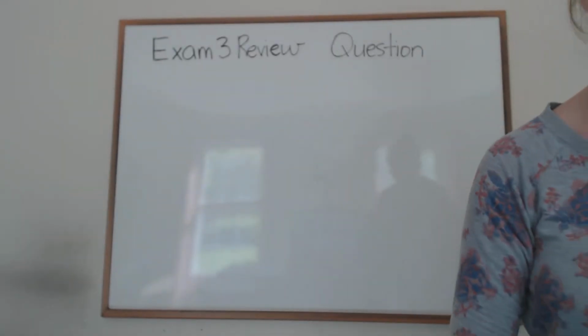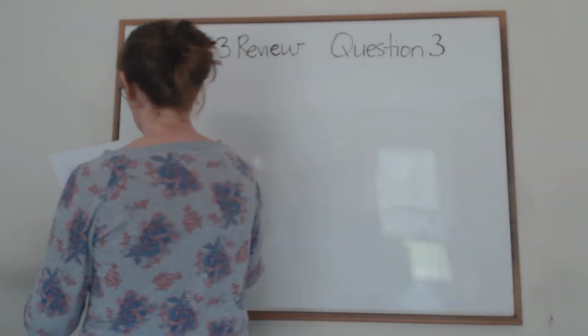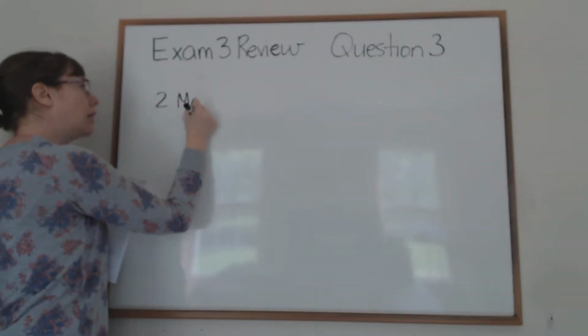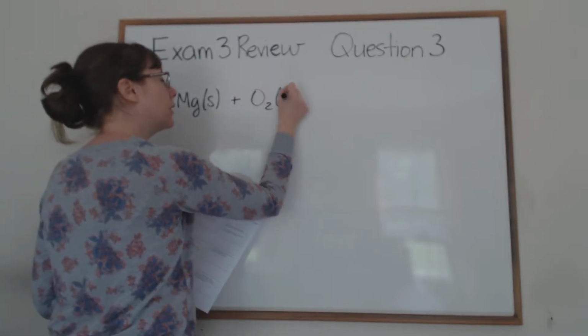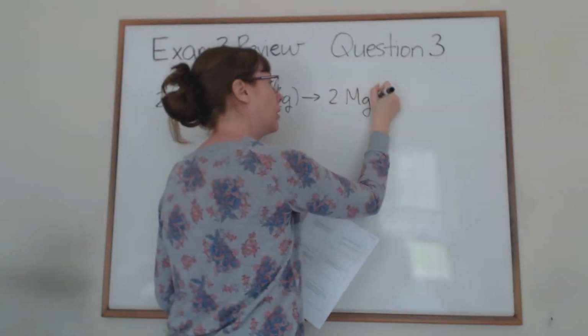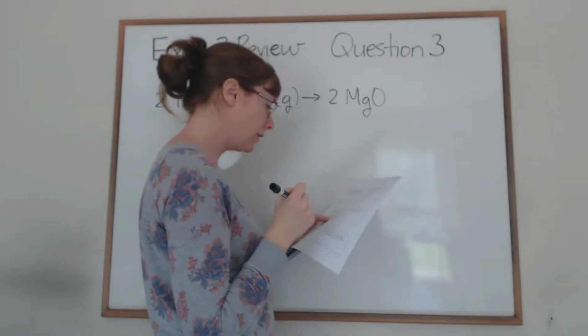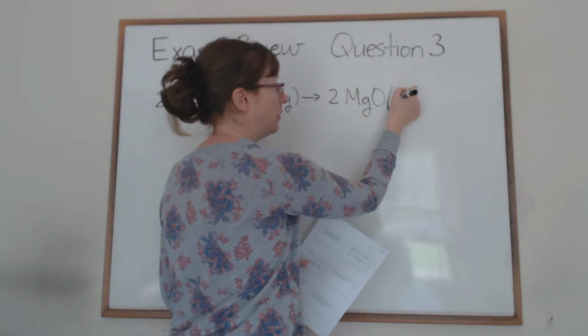Moving on to question number 3. Consider this reaction. So I'm just going to go ahead and write that reaction on the board. 2 magnesium solid plus O2 gas yields 2 MgO, 2 magnesium oxide, and I actually don't have a phase label there, but it probably was solid. Delta H is equal to negative 1204 kilojoules. And that's a typo. It really should have had a phase label.